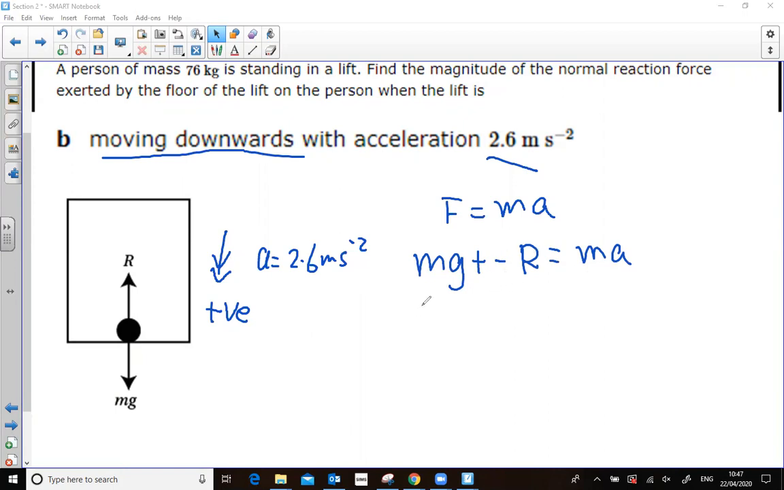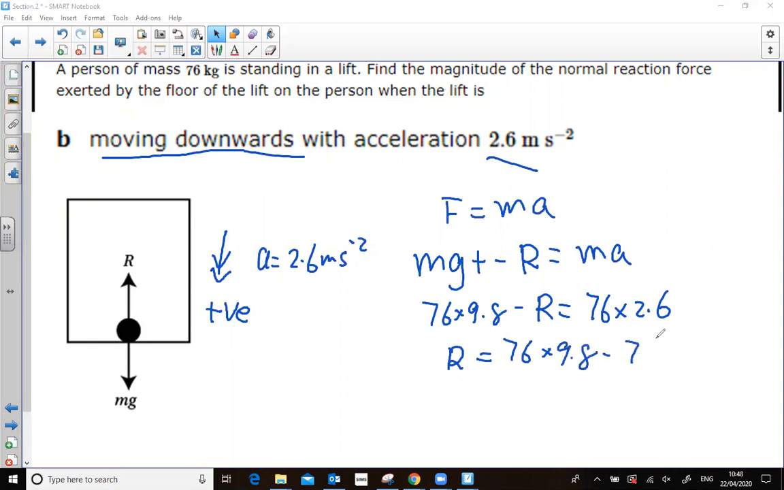Okay, so let's substitute the numbers in. So m is 76 times 9.8 minus R equals 76 times 2.6. So this time R will equal 76 times 9.8 minus 76 times 2.6. And R comes out to be 547 Newton. Okay, so you can see there is a difference to the normal reaction force when the lift is moving upwards or downwards.